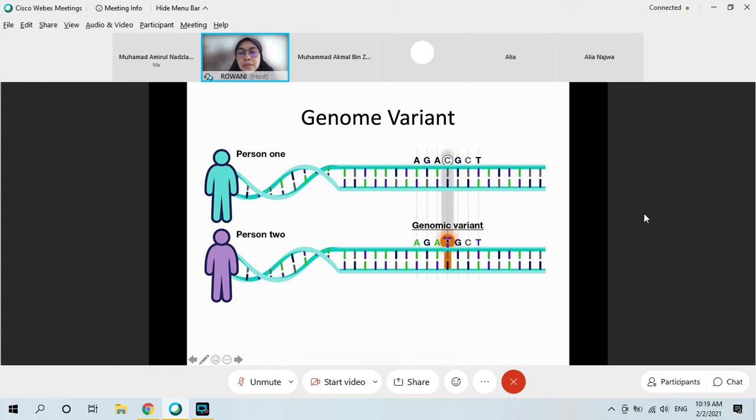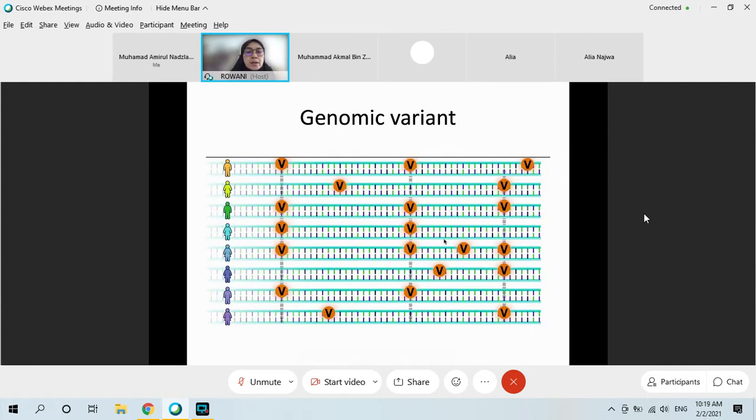Some variations will not cause disease by themselves, but in the presence of other environmental factors, that particular person is more at risk of developing disease compared to a person who does not have the variation. And sometimes a variation is good. If you have that kind of variation, you might be more resistant to a disease. So this is just about genomic variation: multiple individuals with different variations, which may be pathogenic or not pathogenic.